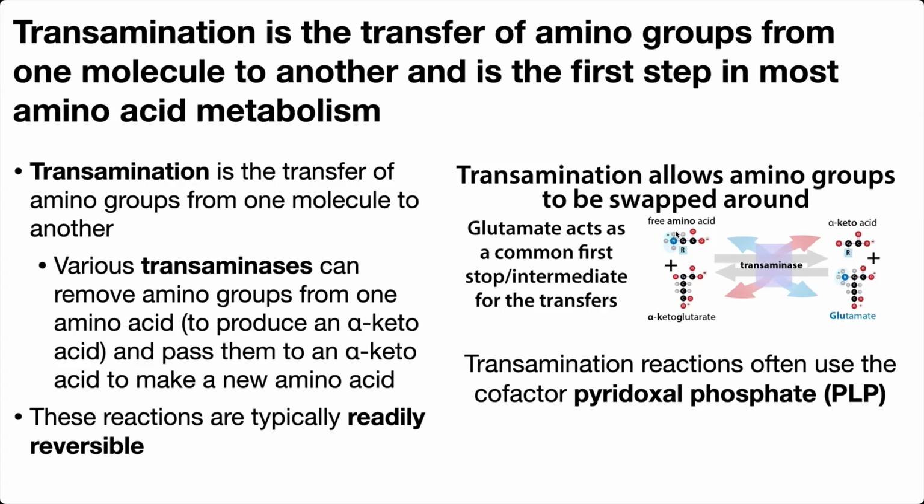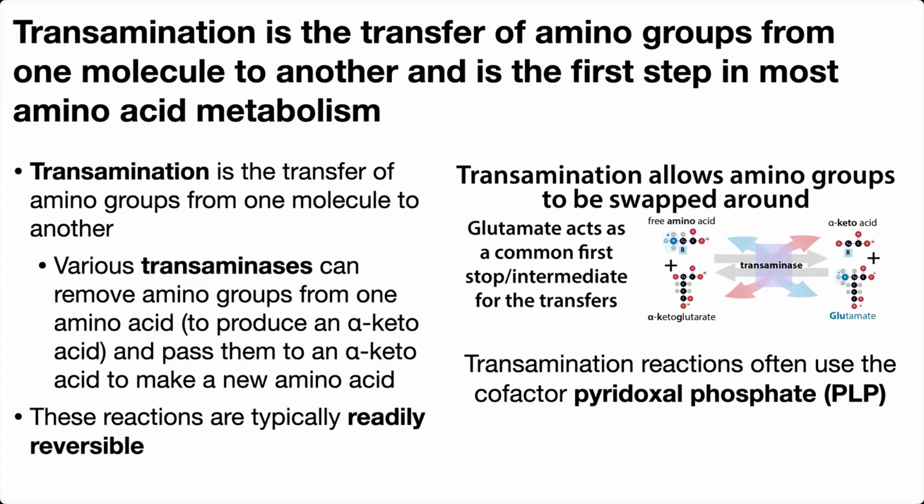When we transfer an amino group off of an amino acid, what we're left with is an alpha-keto acid. So now we have a ketone at this alpha carbon rather than an amino group at the alpha carbon. We can pass one amino group from an amino acid onto an alpha-keto acid to get another amino acid and be left over with an alpha-keto acid. Often we're going to be transferring an amino group from some amino acid onto alpha-ketoglutarate, and that gives us the amino acid glutamate. So glutamate is going to be your first stop for most of the amino acid transaminations that we'll see.